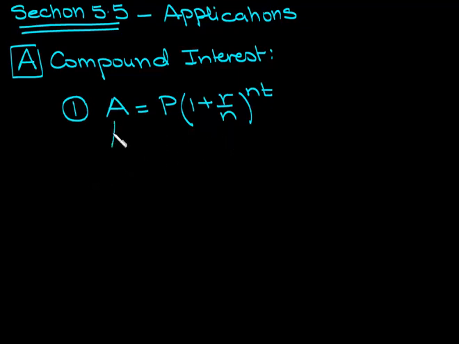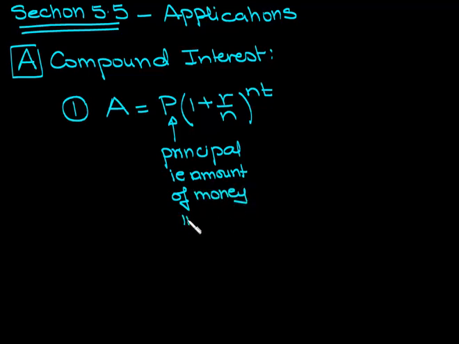The first thing is this is the amount. Let's start with this side. P is the principal, how much money you invest. P is the principal, that is the amount of money invested. R is the interest rate.